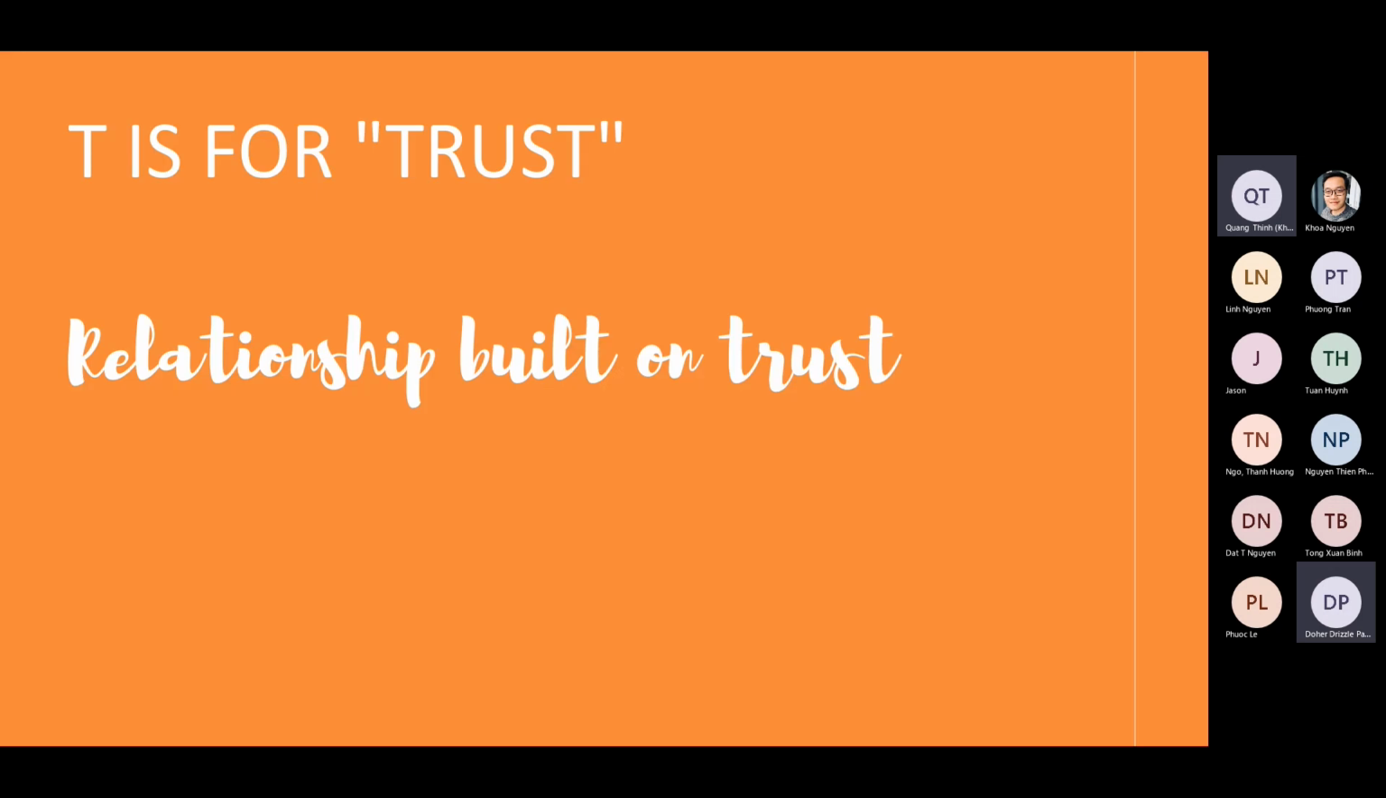T is for trust. Relationship built on trust. We are partnering with Microsoft. Microsoft built its trust globally, and we need to value it. All right. So, like the zero trust, security. So, everything for Microsoft, it's just relationship built on trust.